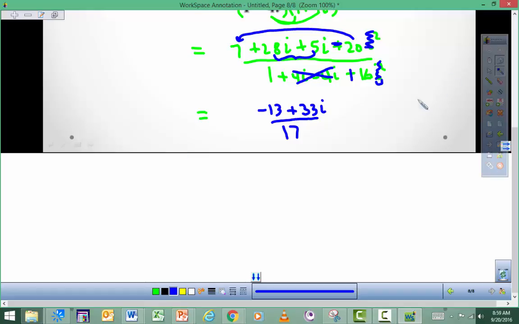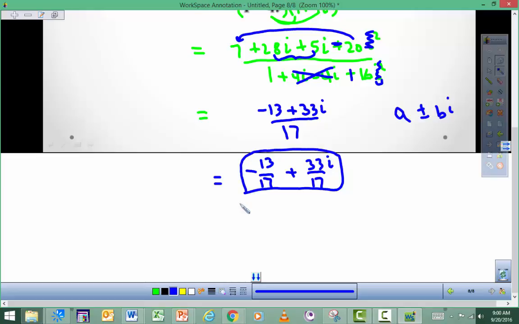Standard form looks like this: a plus or minus bi. In other words, you have to separate the real part and the imaginary part. So to do this is a neat little fraction trick. Since you have a denominator here, you can separate the two fractions. You can write this as negative 13 over 17 plus 33i over 17. Okay? So you can separate the two fractions because they have a common denominator. So that's going to be the final step, is to separate the two fractions.